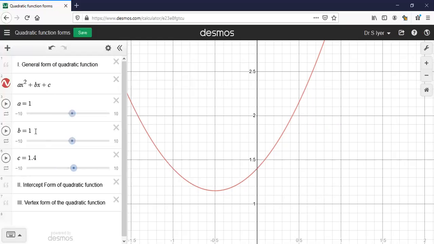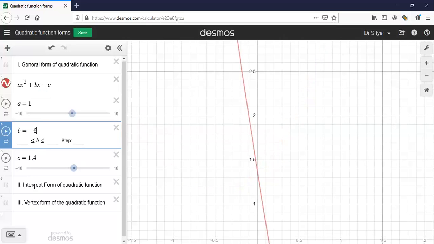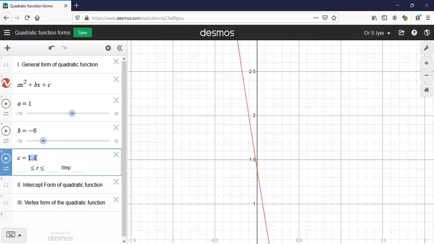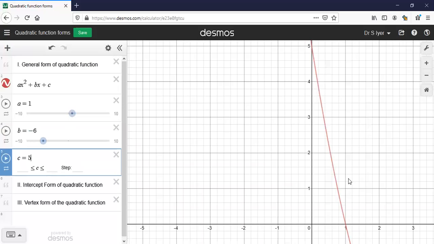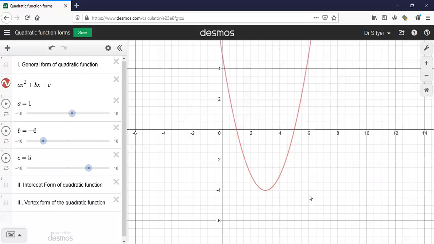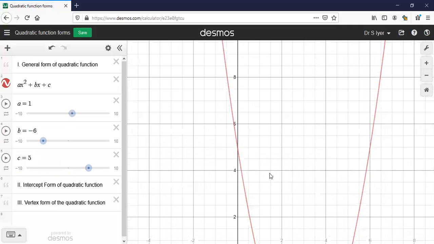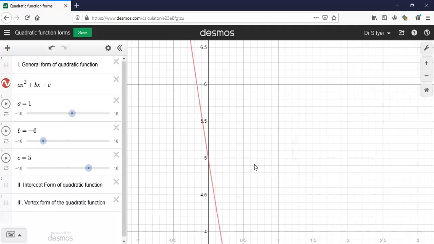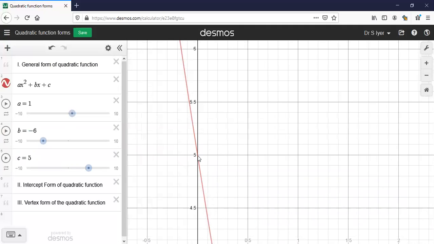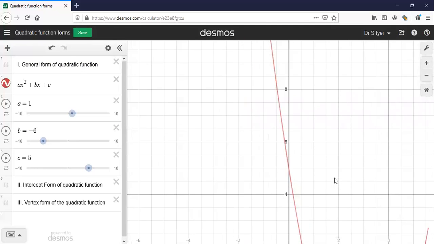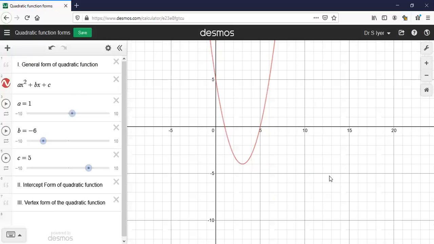So let's make the equation something else. Let's say the equation is x squared minus 6x plus 5. And so this is how my parabola is going to look. Let me zoom out so you can see the entire thing. So this is how my parabola looks when it is 1x squared minus 6x plus 5. And you notice that the parabola is intersecting with the y-axis at the point 0, 5, right? And so c is the y-intercept of the parabola.